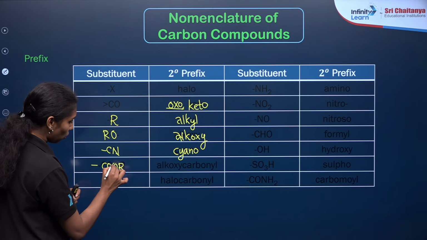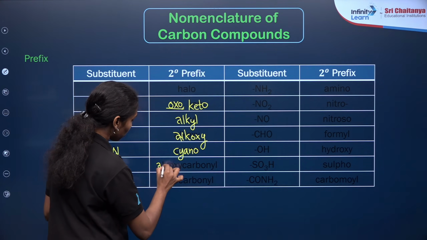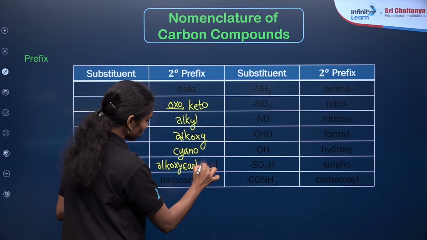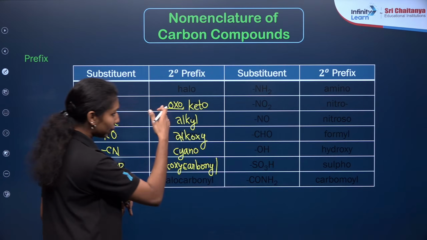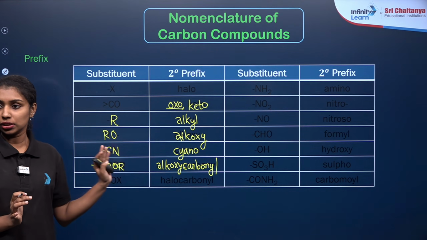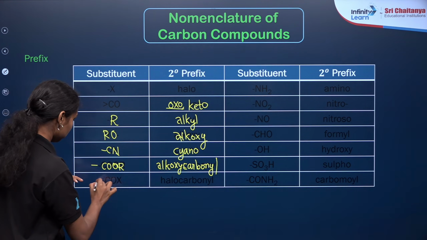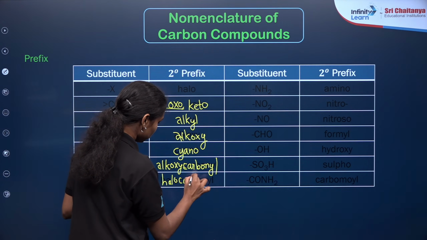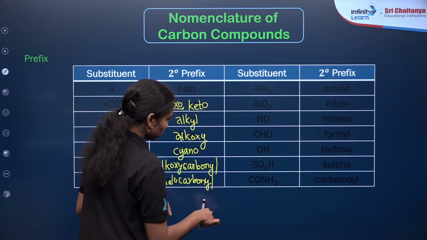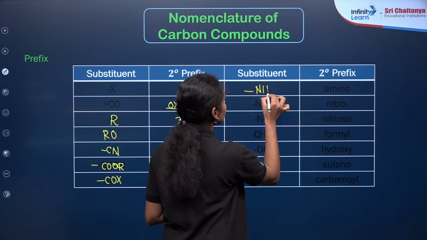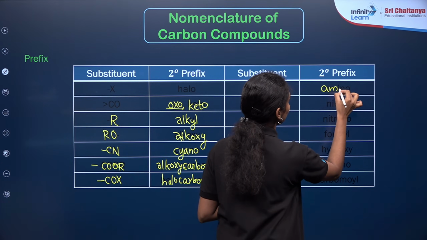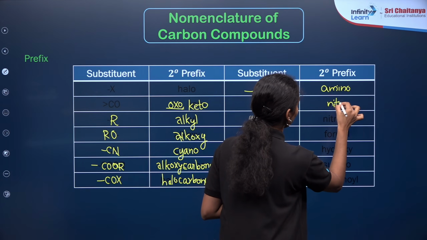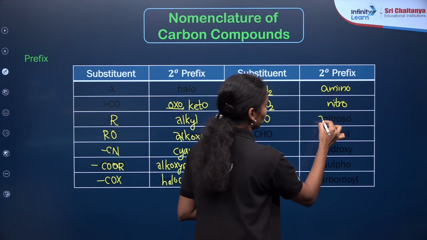Then this other functional group, COOR, is known as the alkoxycarbonyl. So you can expect high level questions for the naming of compounds depending upon these functional groups. So this table is very important. Then if you have an NH2 group, the name will be amino group. For NO2 group, it is the nitro group. For NO group, it is the nitroso group.